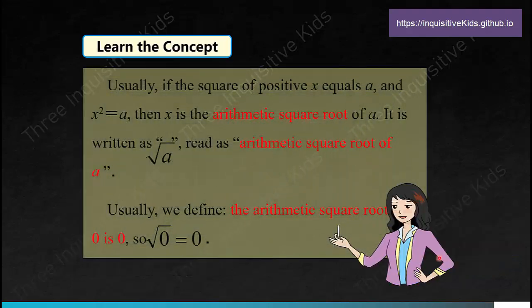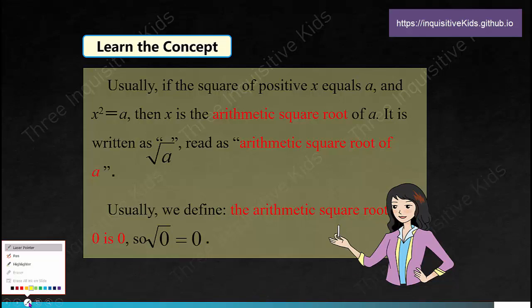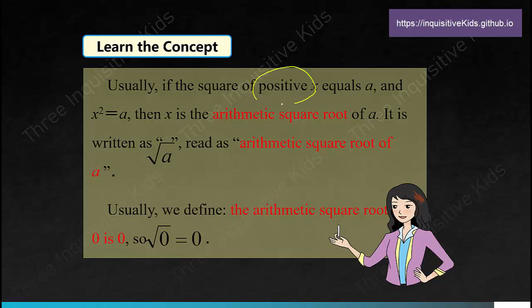So let's learn the concept. Usually, if the square of a positive x equals a, that is, x squared equals a, then x is the arithmetic square root of a. It is written as this, in red, the arithmetic square root of a. Usually we define the arithmetic square root of 0 as 0. So the arithmetic square root of 0 is equal to 0.